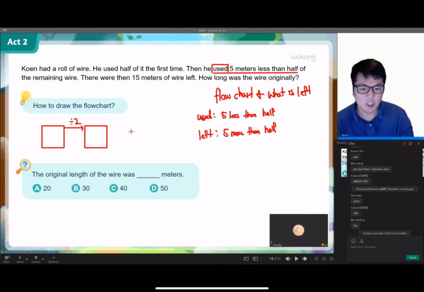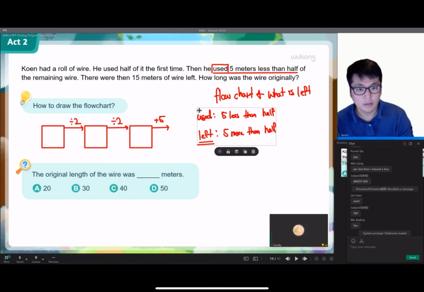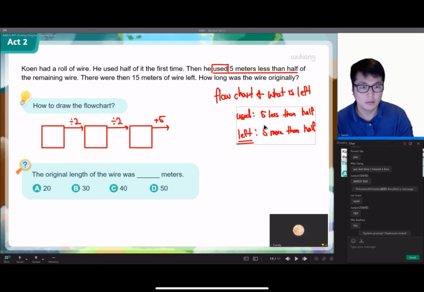Okay. So we need to use what is left. So that means we need to figure out half first, and then 5 more. So you need to add 5. That's how you do it. Okay? I forgot to add the 5 and I divided by 1 instead, which is not correct. So now, after all of this, you will have 15 left.